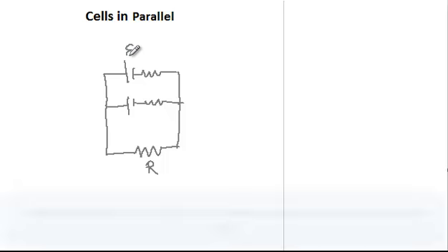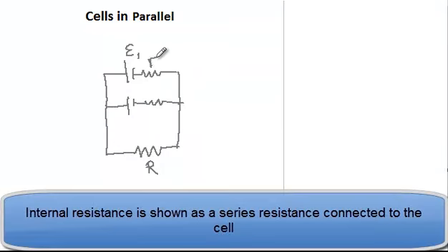This is the first cell which has an EMF of E1 and an internal resistance of R1. The internal resistance which every cell has, because when current flows through the material of the cell, there is a certain resistance or opposition to the flow of that current. So every cell will have an internal resistance which we will show as a series resistance connected to the cell. Similarly, the other cell has an EMF of E2 and an internal resistance of R2.